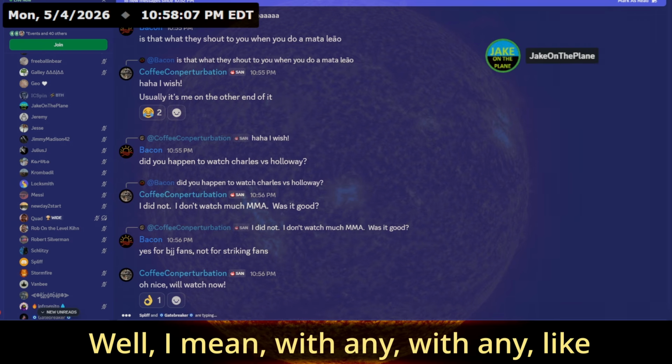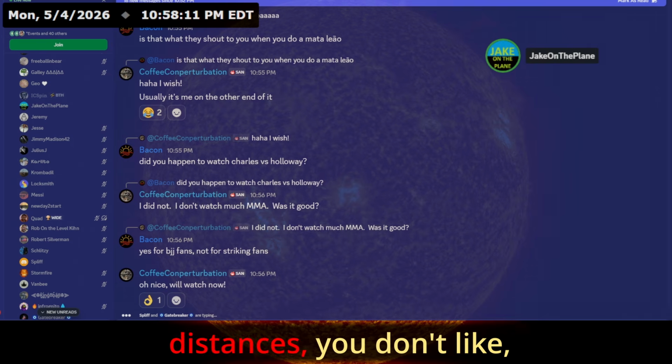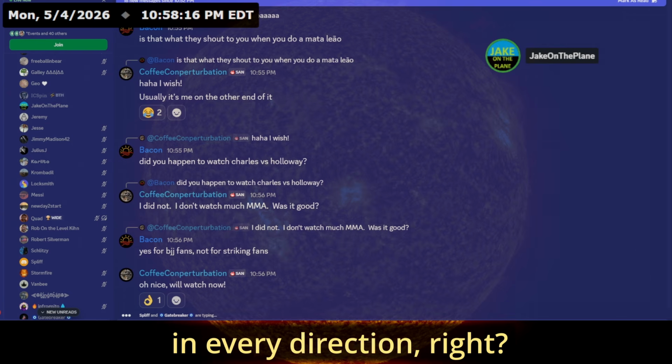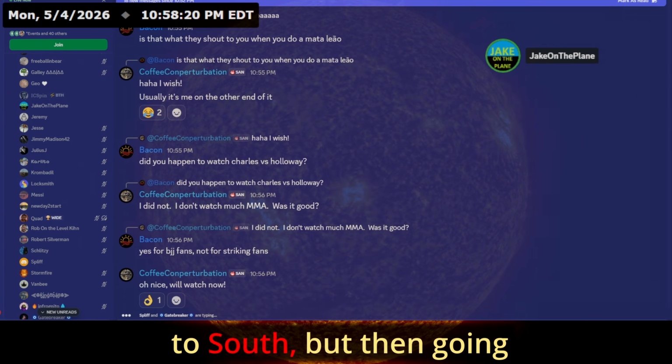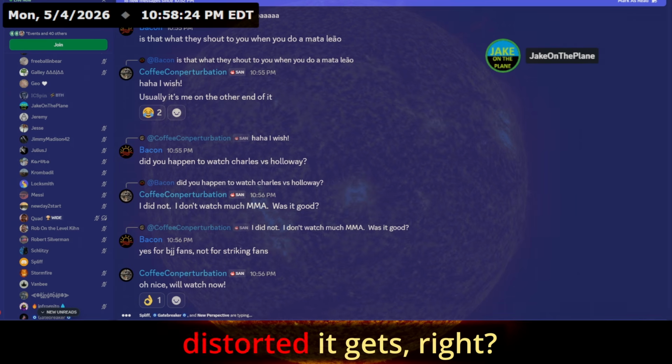Well, in any Gleason map, there is distortion as you go out. The distances are not a 1-to-1 ratio in every direction. You could have it be 1-to-1 going north to south, but going east to west it would be distorted. And the further out you go from the center, the more distorted it gets.